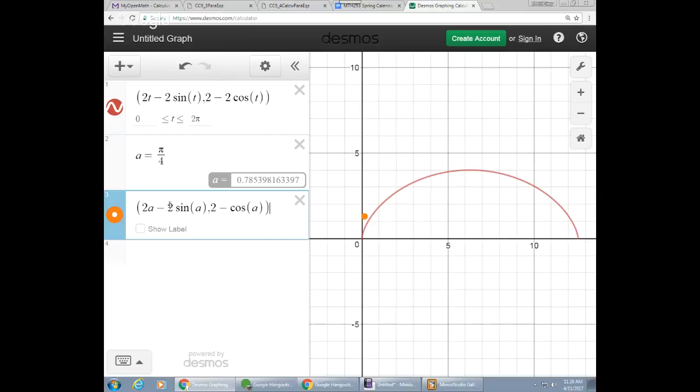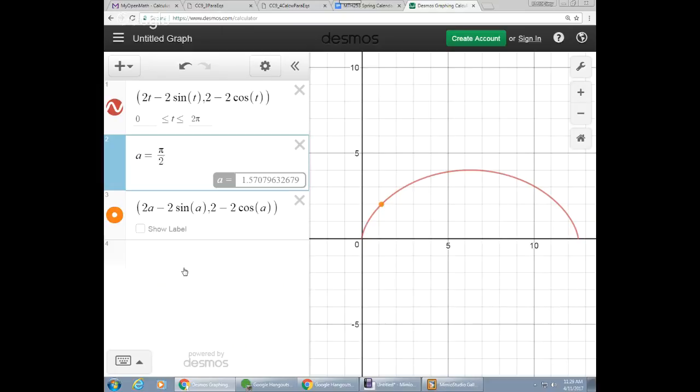Did I make it work? Oh, I missed my 2 there. Yeah, thank you. There we go. All right. I want to do one higher up. Let's go pi over 2. Okay. What we're going to do is attempt to find a tangent line at that point.